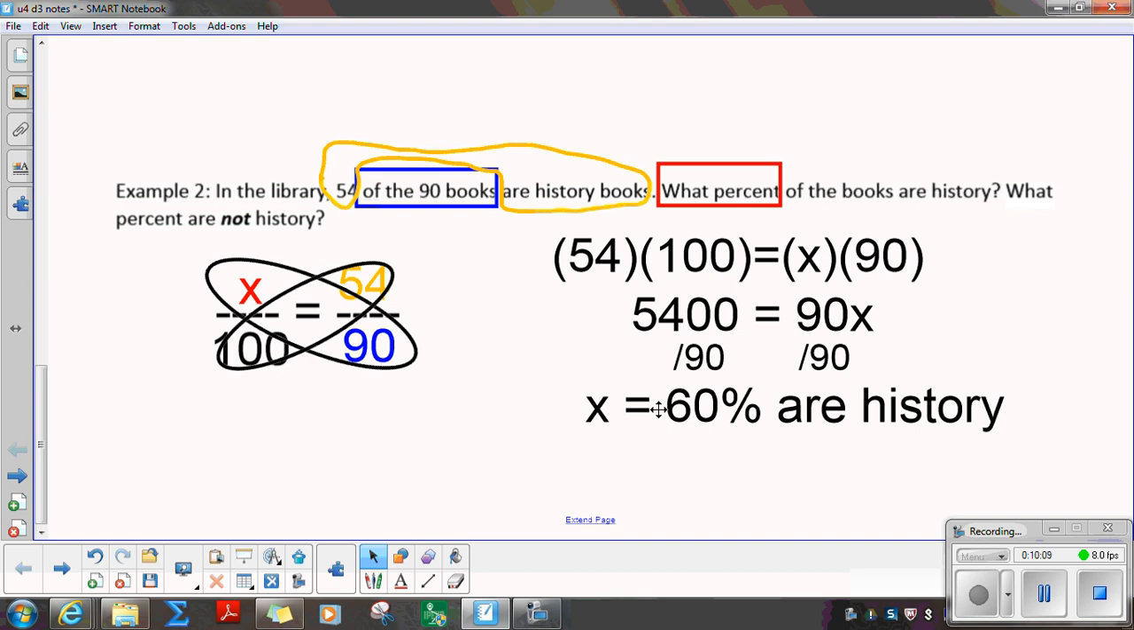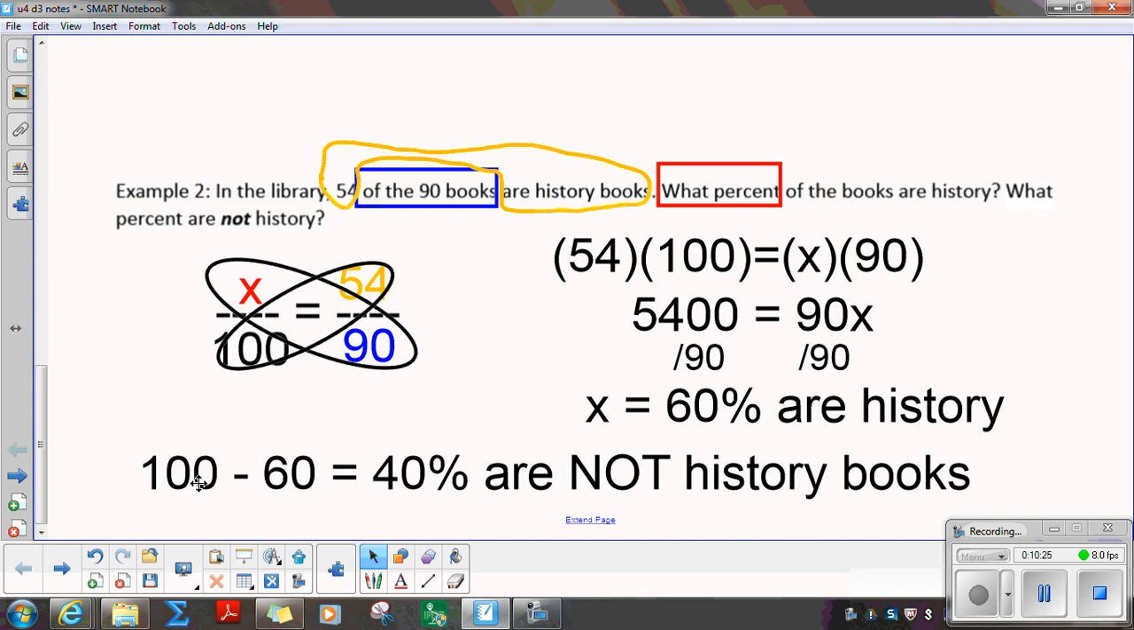Now, knowing that 60% are history, we can figure out what percentage is not history, because remember, percentage is part of 100. So if 60%, meaning 60 out of 100, are history, we can just go ahead and subtract that 60 from 100 to find out the ones that are not history. So we just do 100 minus 60, and we get 40% are not history books.